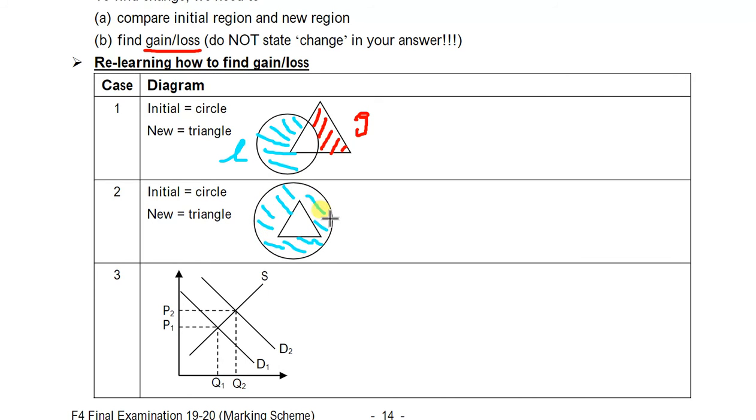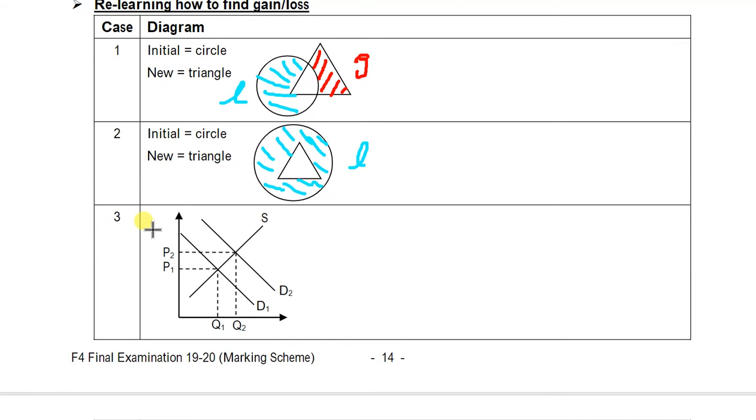So what I want to tell you based on these two cases is that whenever you need to find a gain or the loss, you need to figure out where the initial region is and where the new region is. If you have the initial region and the new region, you just compare the differences and you can find out the gain, the loss, or both of them. So let me go to case 3 to really do something like that in the demand supply diagram.